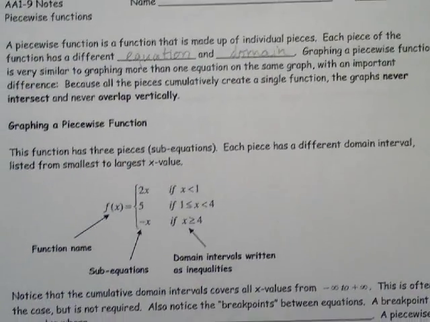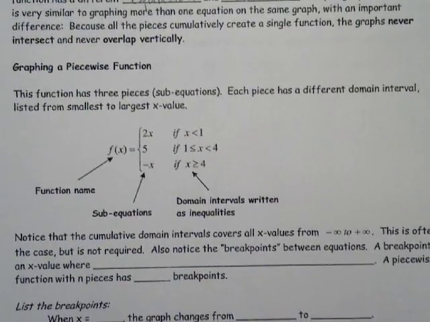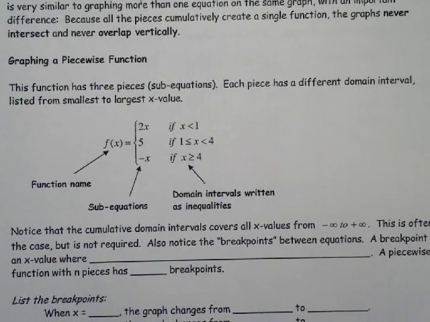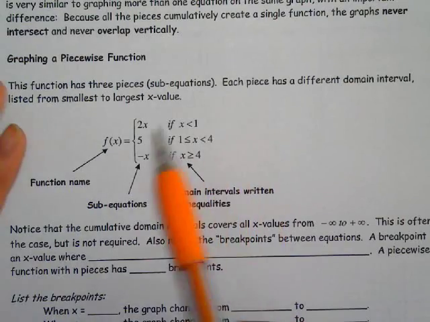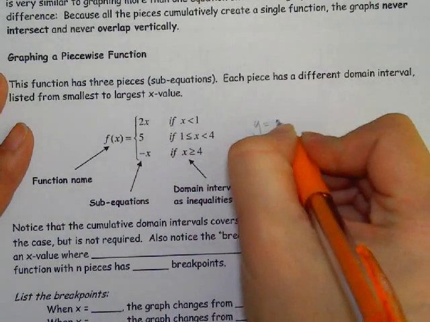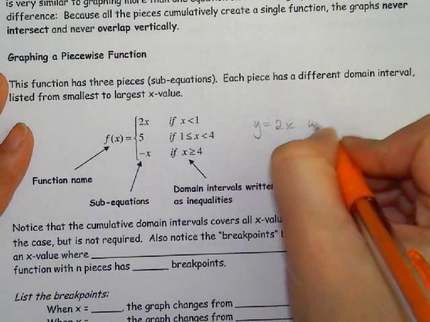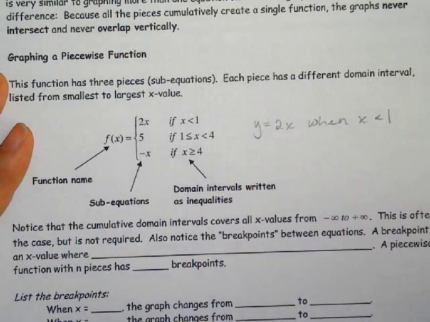When you graph a piecewise function, this is what it's going to look like, the actual function. This function has three pieces, so each sub-equation, each piece, has a different domain interval listed from smallest to largest. So if I look at this, this is the equivalent of having y equals 2x when x is less than 1. So that's part of the equation.